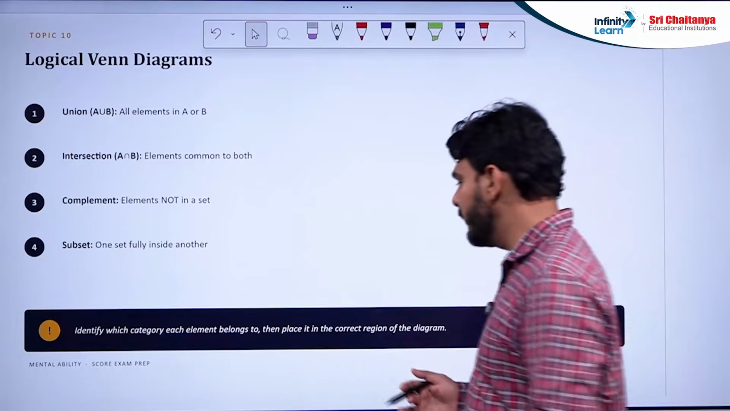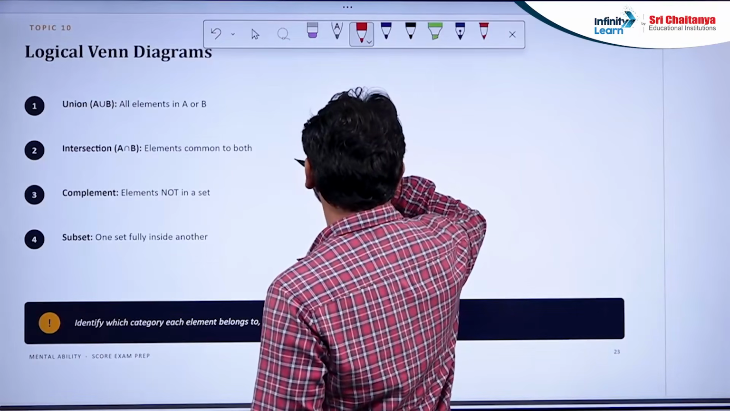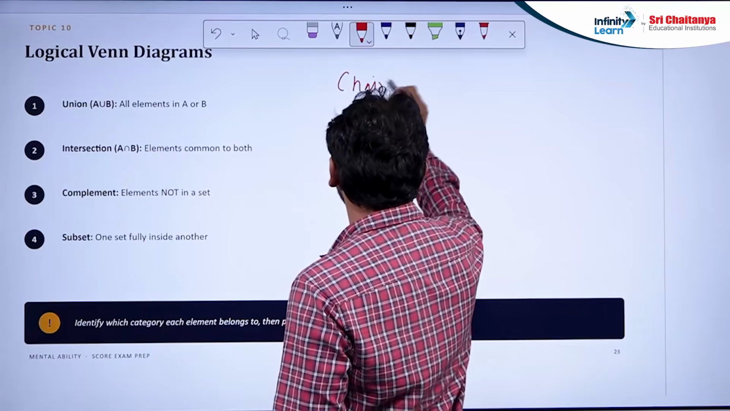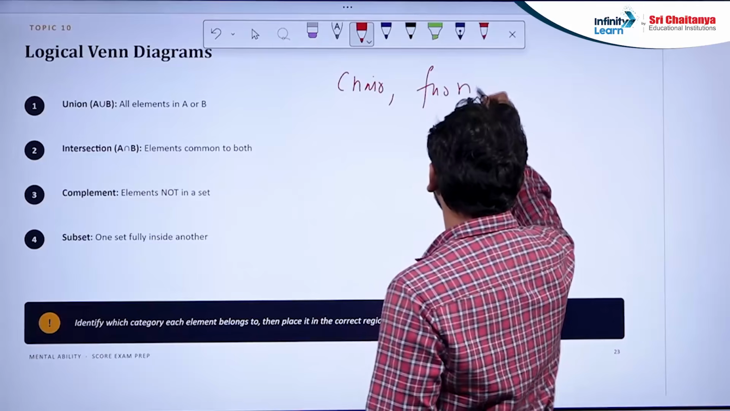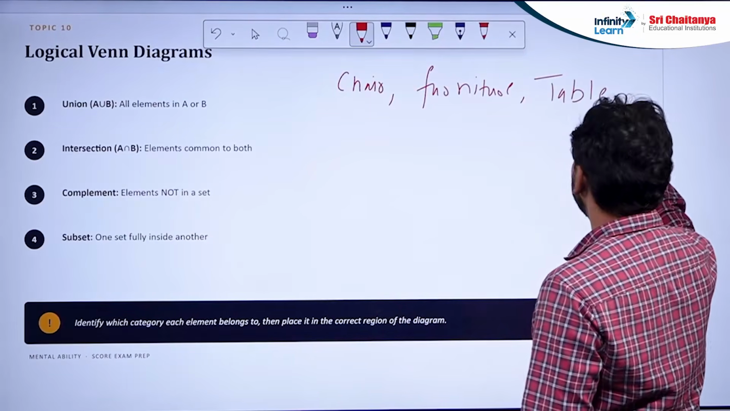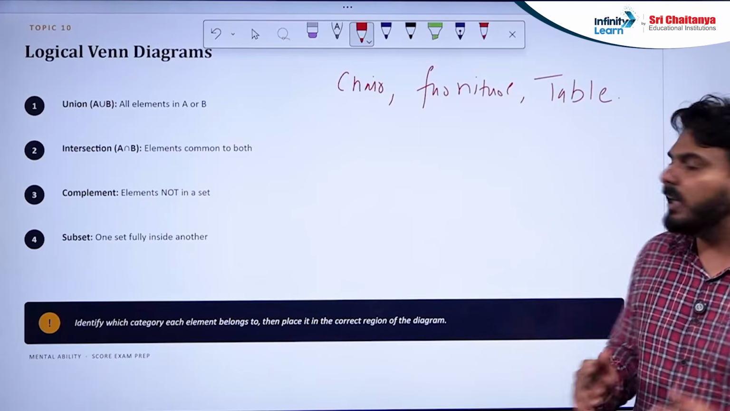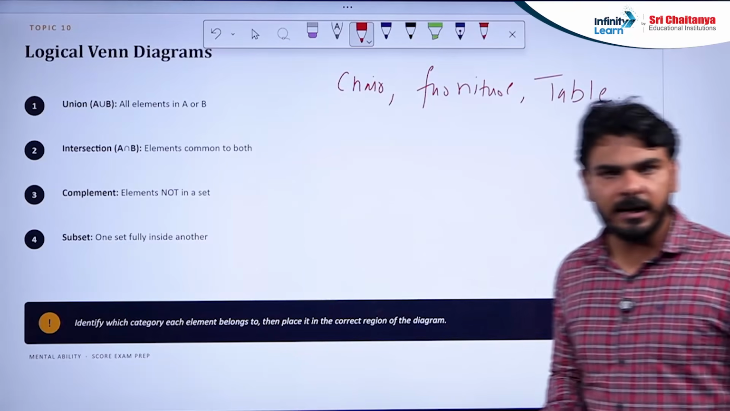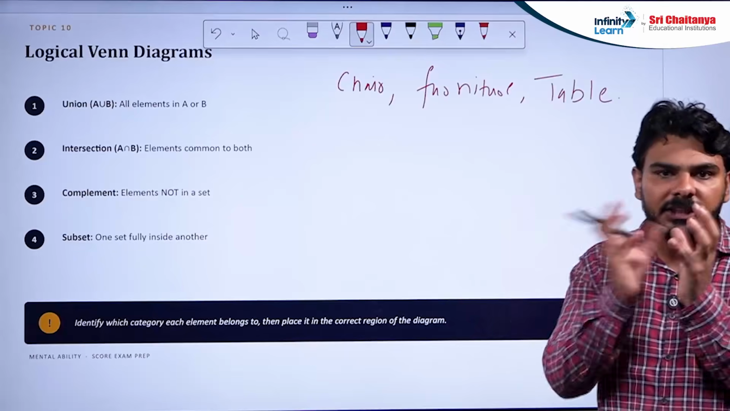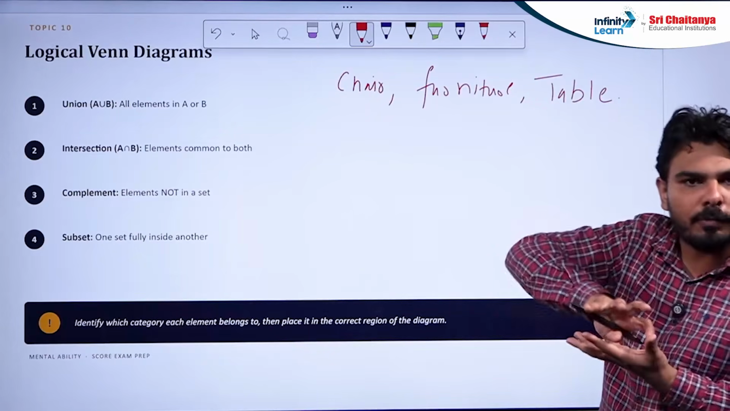Suppose I have given you a question like this: chair, furniture, and table. Okay, so what you have been asked is to make circles which will be representing all of these objects. Okay, but those circles should show a relationship. Okay, like you know that chair, what is the relationship of chair with table?